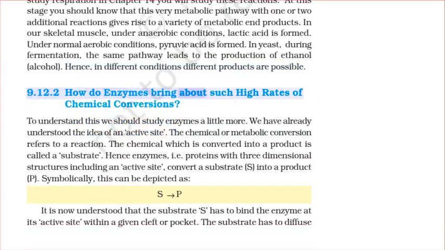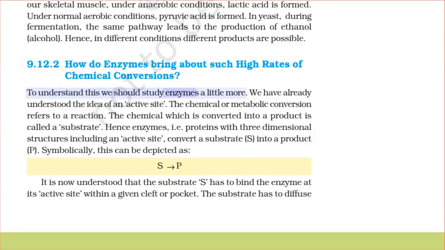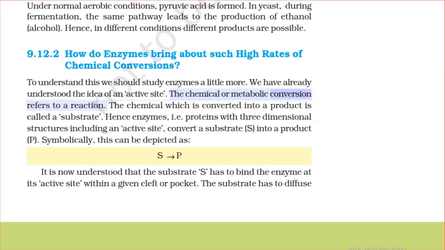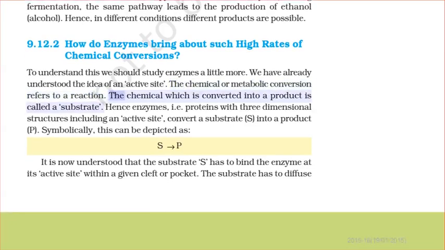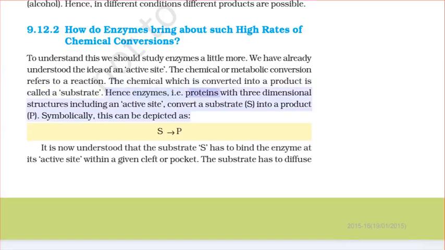9.12.2 How do enzymes bring about such high rates of chemical conversions? To understand this, we should study enzymes a little more. We have already understood the idea of an active site. The chemical or metabolic conversion refers to a reaction. The chemical which is converted into a product is called a substrate. Hence, enzymes, that is, proteins with three-dimensional structures including an active site, convert a substrate, S, into a product, P. Symbolically, this can be depicted as S → P.